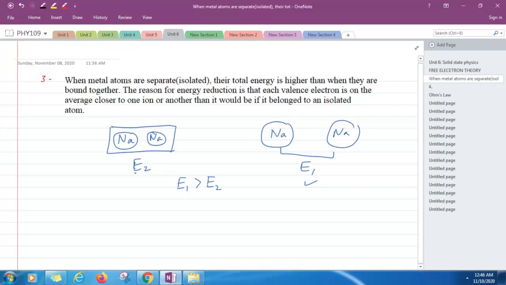Why is this so? The reason for this energy reduction is that each valence electron is on average closer to one ion or another than it would be if it belonged to an isolated atom. Means, if there is an electron, it will be closer to this ion or any other ion as compared to when it belonged to an isolated atom. Separation between this electron and ion is smaller in this case. That's why the total energy is less in the crystal. This is point number 3.